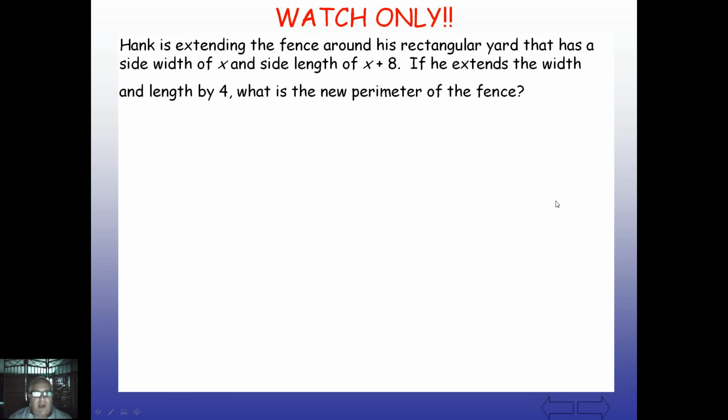All right then, here's our last one. It says, Hank is extending the fence around his rectangular yard that has a width of x and a side length of x plus 8. If he extends the width and length by 4, what's the new perimeter of the fence?